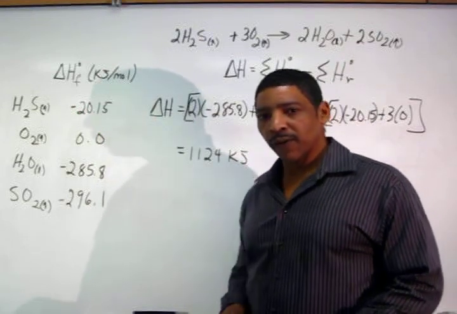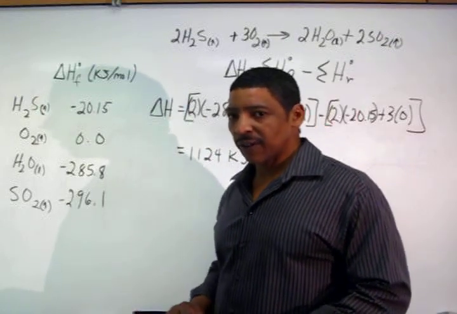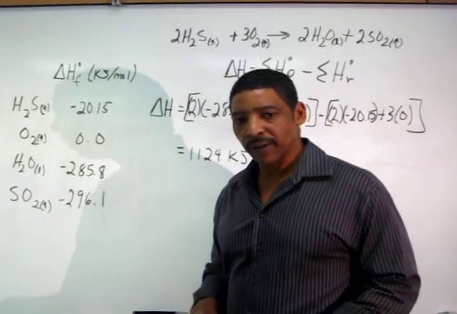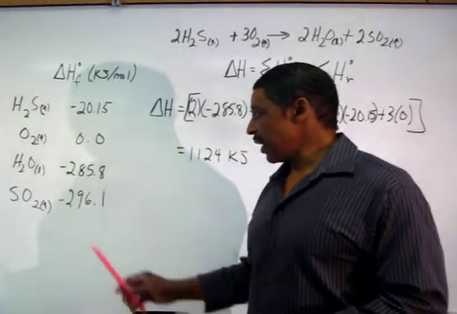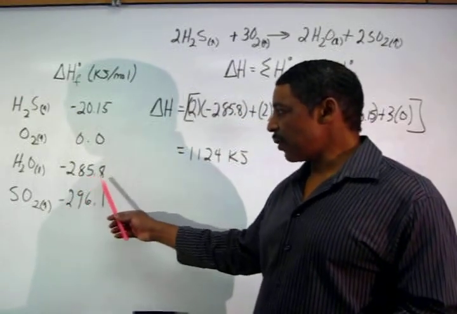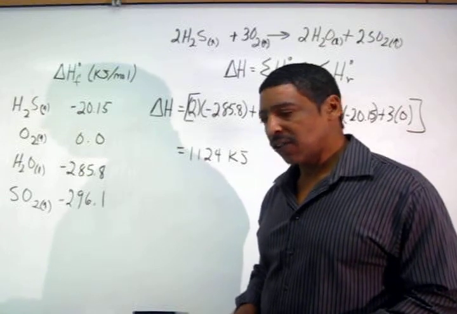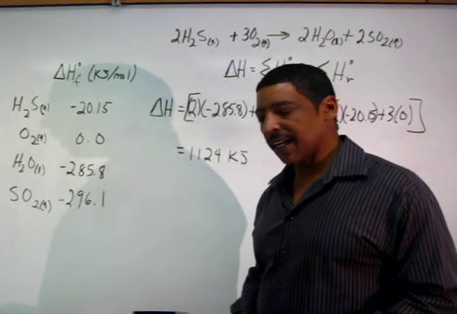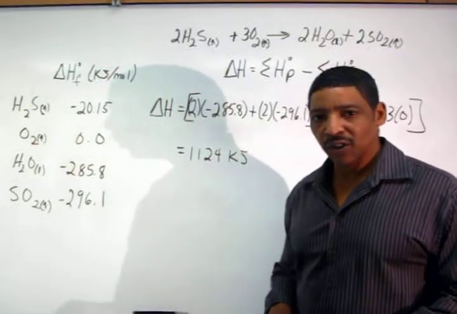And of course, the formation of oxygen or any other element is always going to be 0.0 kilojoules per mole. The formation of liquid water is listed at a negative 285.8 kilojoules per mole. And the formation of sulfur dioxide gas is listed at a negative 296.1 kilojoules per mole.